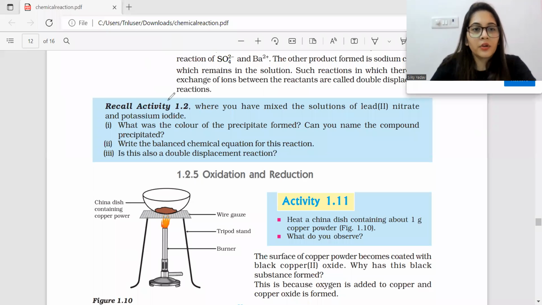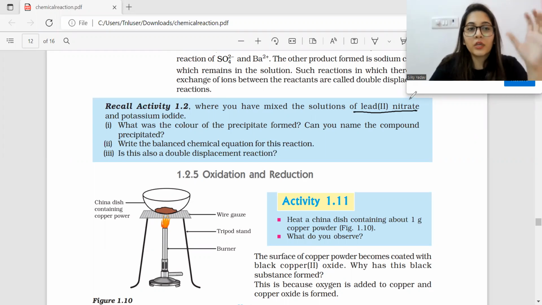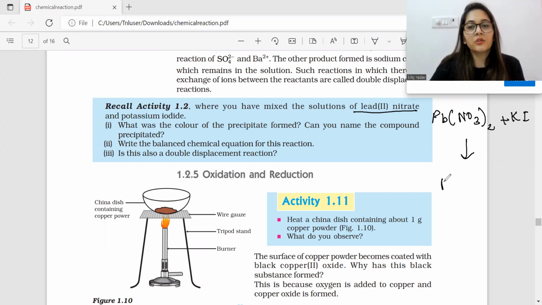Now, another one. Next part is, recall activity 1.2, where you will find those. Okay, we are having now lead nitrate. Lead nitrate is Pb(NO3)2. And with this, we're adding potassium iodide, that is KI. So what is going to happen? The product that you'll get is PbI2 plus KNO3. Just balance it. Put the 2 here and that's it.